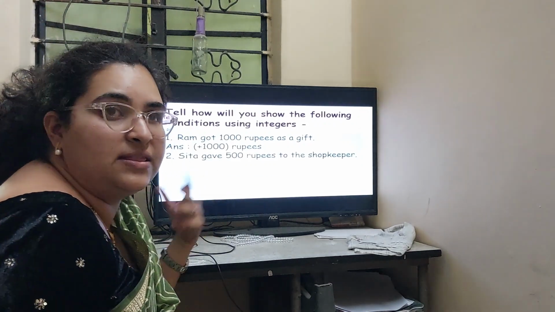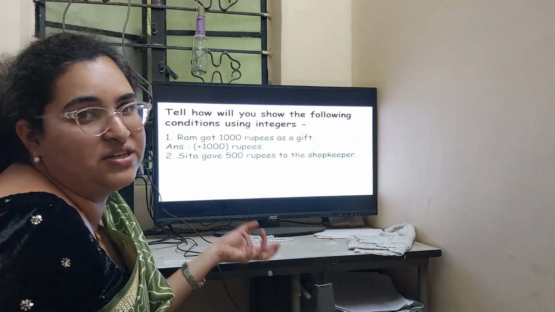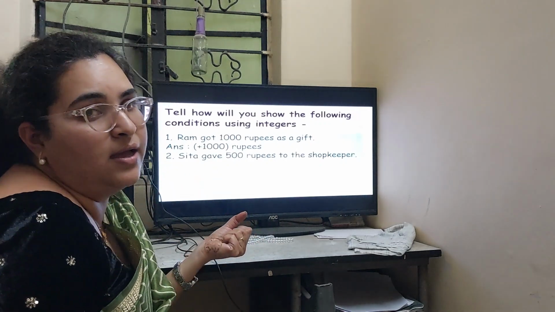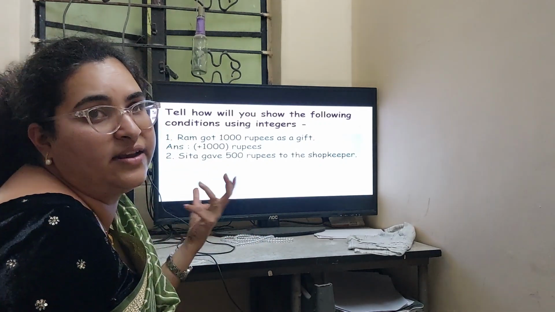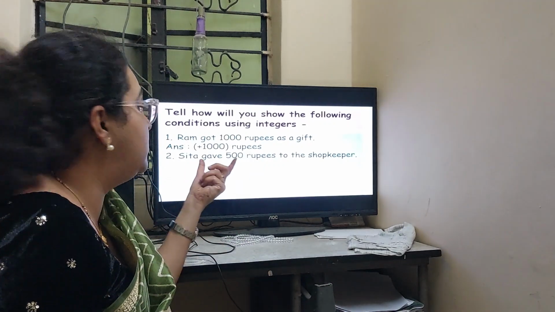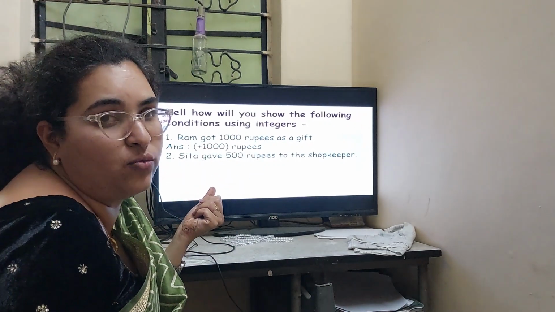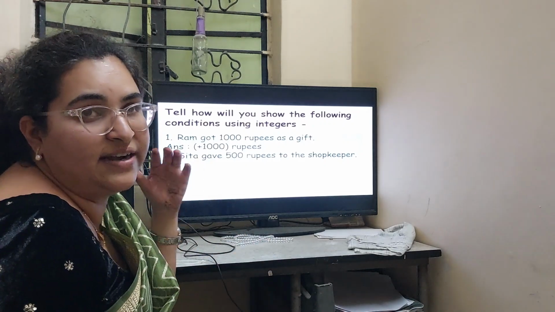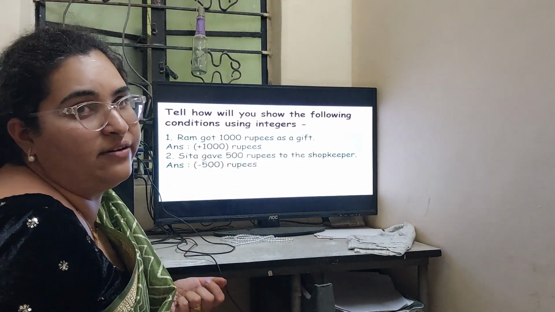If Sita has gone shopping and she has bought something, then we give the money to the shopkeeper for its price. So here she has given 500 rupees to the shopkeeper. So that is shown by negative 500.